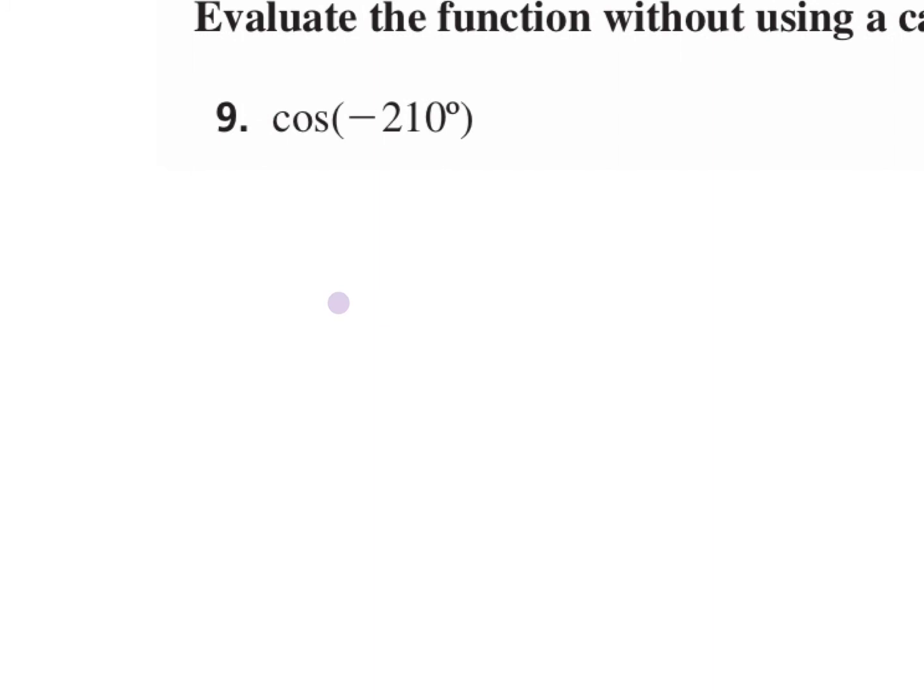What's the first thing we need to do here for number 9? Find the positive version of it. Perfect. So how do we find the positive coterminal angle here? Add 360. So it's negative 210 plus 360, which is 150. So we're going around 150 degrees.